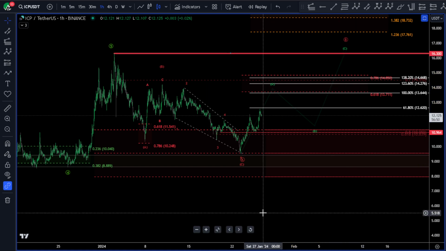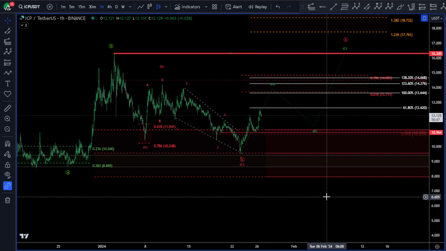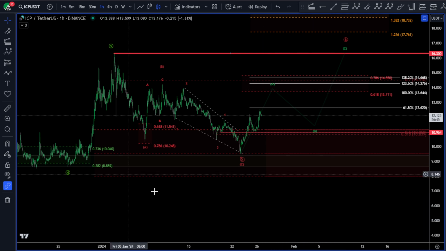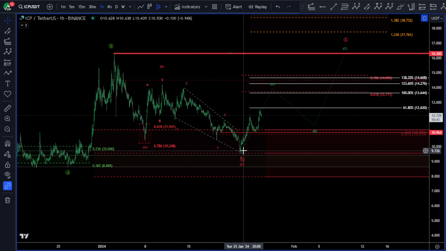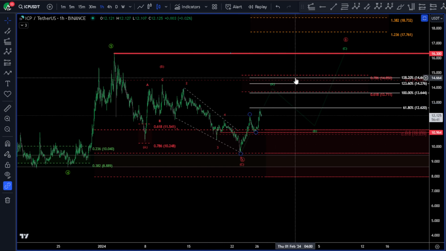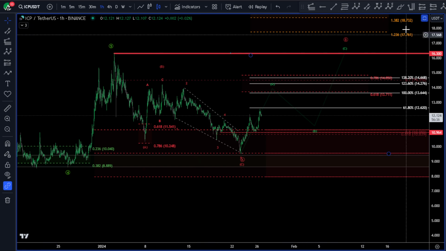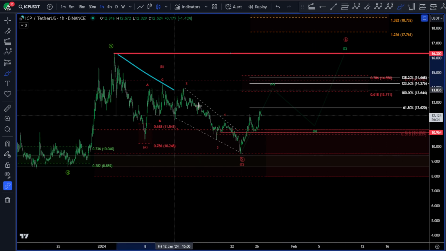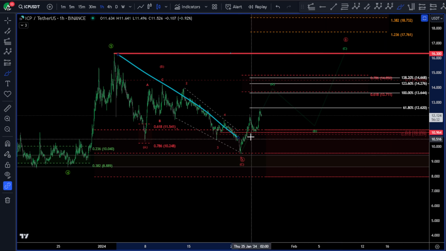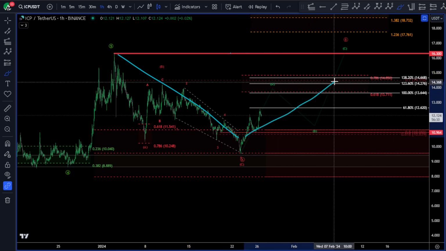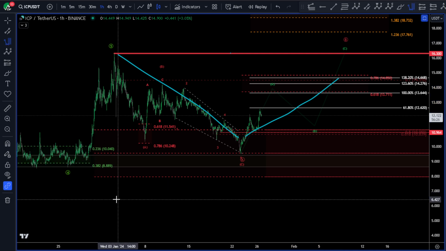All right, guys, so that's it for ICP. If you have any questions, please let me know, but there's a lot that can happen here with just beginning with 3 waves. It does not look impulsive, and I do expect this to eat up quite a bit of time because we are currently correcting this move. So we'd expect it to take at least 618 extension in time or a 1-to-1 extension in time.